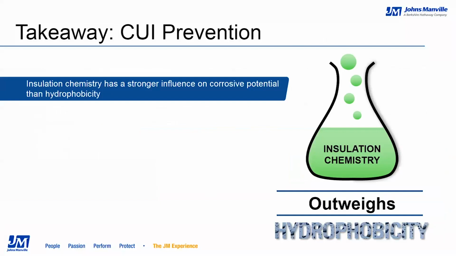So, water intrusion into any insulation system is inevitable. We design systems to be as robust as possible, but every system has the potential for failure. Jacketing gets damaged, hydrophobic treatments degrade over time, and water will end up present at the pipe surface. When that happens, the chemistry of the insulation material is what really drives the potential for corrosion. When it comes to CUI prevention, the insulation material itself has more influence over corrosion potential than the hydrophobicity.